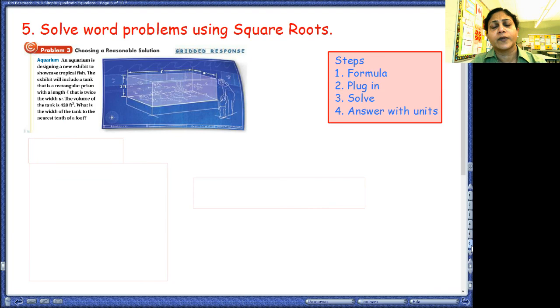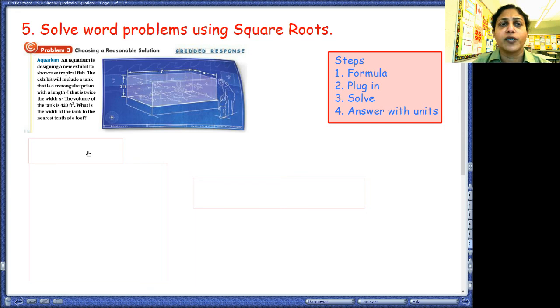The next thing we want to do is solve word problems, and this is straight out of your textbook. We have an aquarium in which some dimensions are given, and the volume of the aquarium is 420 feet cubed. What is the width of the tank to the nearest tenth of a foot? And it says that the length is twice the width.